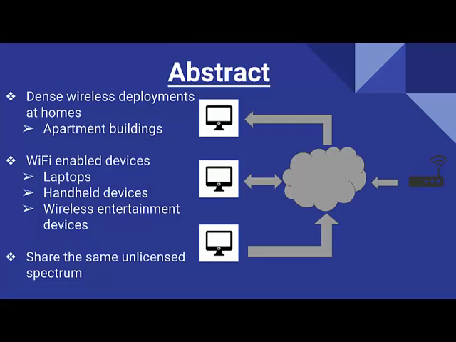The abstract of this presentation is going through the solutions that COPE attempts to solve. These problems are dense wireless network deployments at homes such as apartment buildings, Wi-Fi enabled devices such as laptops, handheld devices, and wireless entertainment devices, clustering in densely populated wireless networks, and dense networks that share the same unlicensed spectrum.